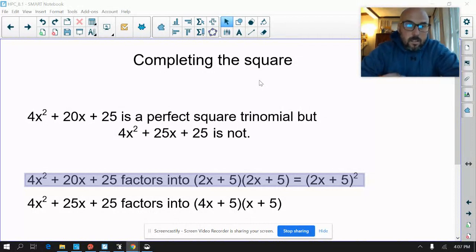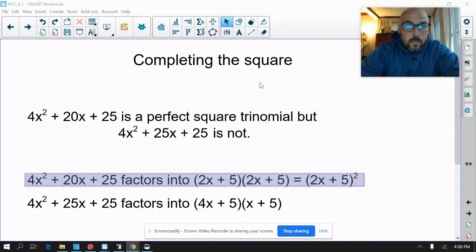Let's just get comfortable with something called completing the square. You should have done this at least once somewhere in your history of math. But let's think about this sentence. So 4x squared plus 20x plus 25, that is a perfect square trinomial. But 4x squared plus 25x plus 25 isn't. Well, what's the difference? What is a perfect square trinomial? First of all, trinomial, there's three things. And perfect square indicates that something times itself. And once you factor both of these, it should be obvious. The first one factors into 2x plus 5 times 2x plus 5. So it's 2x plus 5 squared. The second one factors into two factors that are different. So it's not a perfect square.